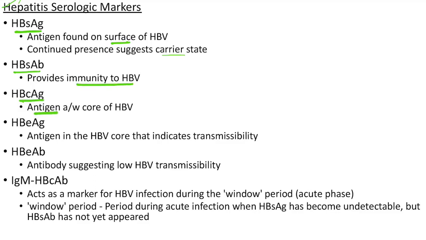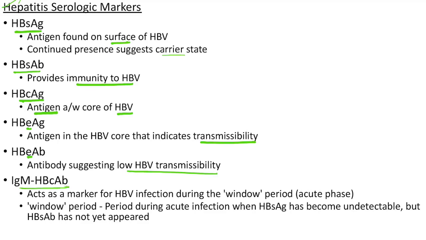HBcAg is antigen associated with core of HBV. HBeAg is antigen in the HBV core that indicates transmissibility. HBeAb is the antibody to HBeAg. It suggests low HBV transmissibility.